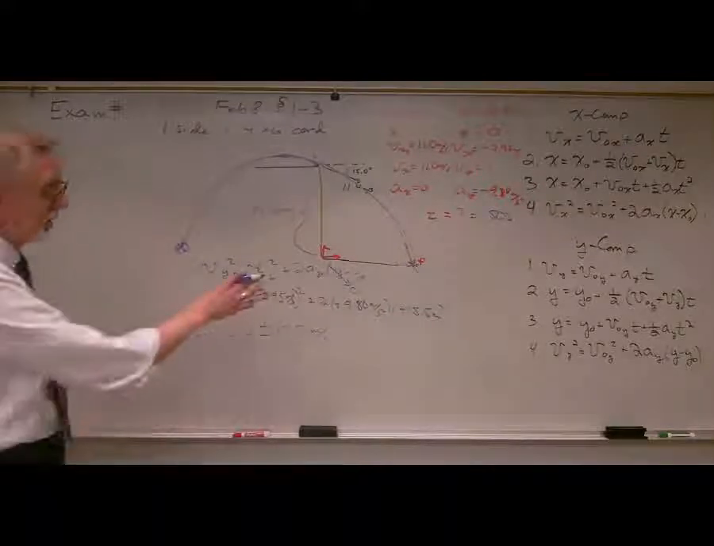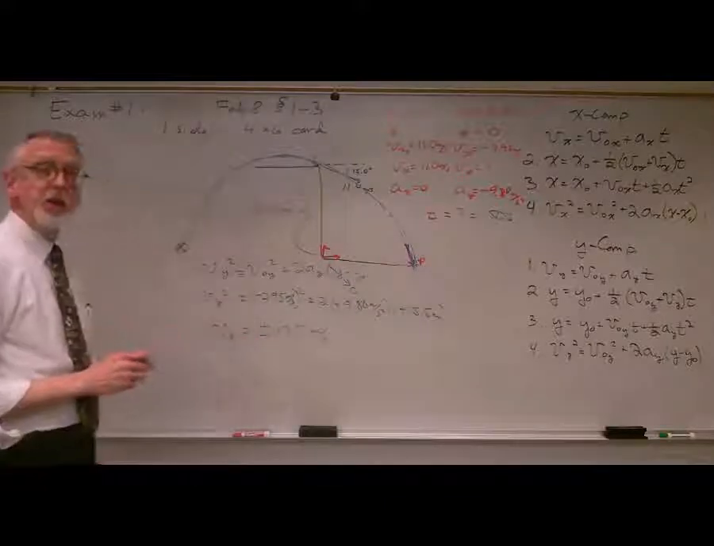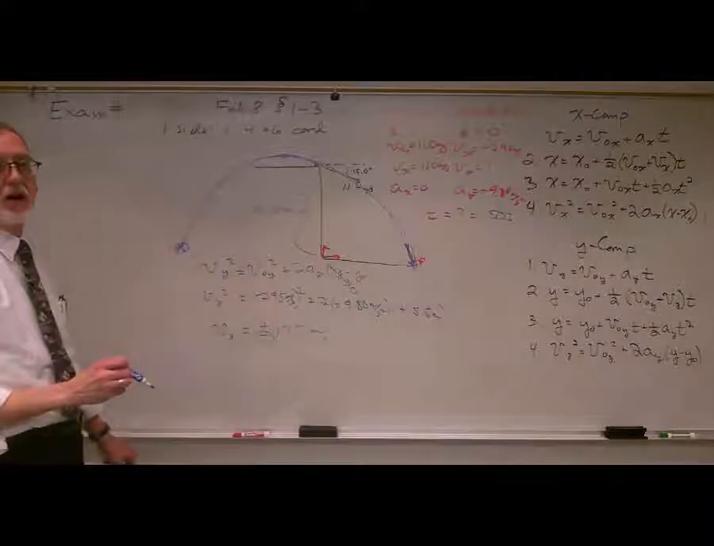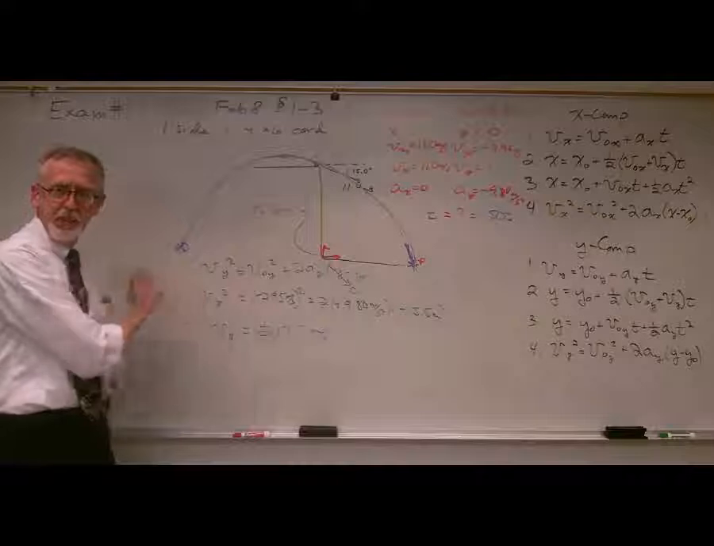Now, which one do we want? What is Vy? Well, keep in mind, over here, it's coming down. So the value that we actually want in this case is the negative. We want the negative velocity because we know it's on its way down. What does the positive velocity mean?